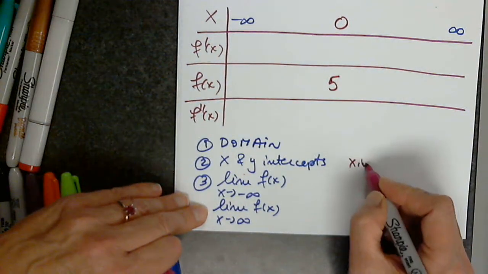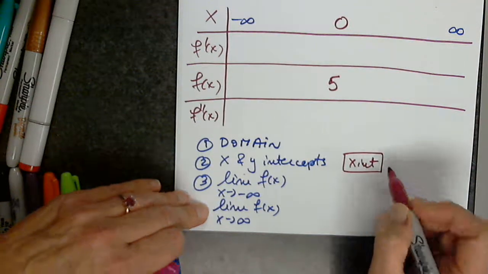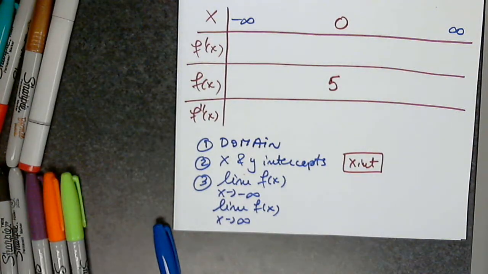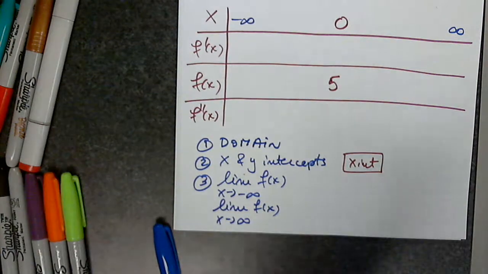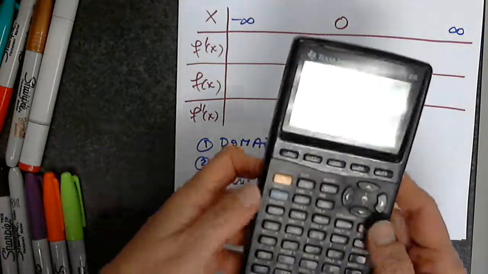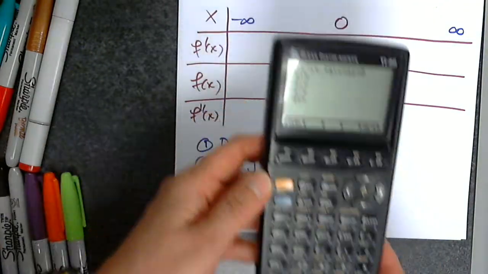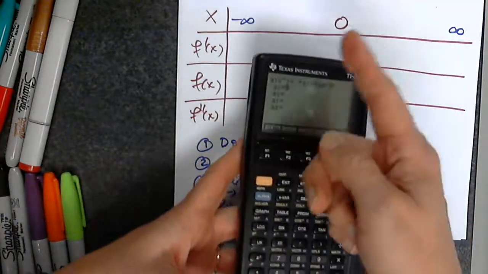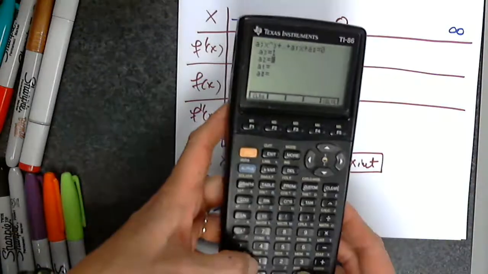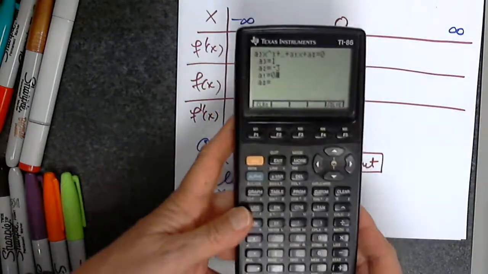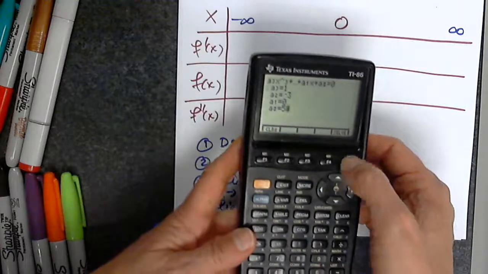Now the x-intercept, I'm stuck. Why am I stuck with the x-intercept? Because it's a cubic function. I don't know how to solve this. I have to use a calculator. And I have my magic calculator, in which I put a polynomial of order 3. I put in the coefficients in order 1, -3, 0, and 5. And I just hit solve.